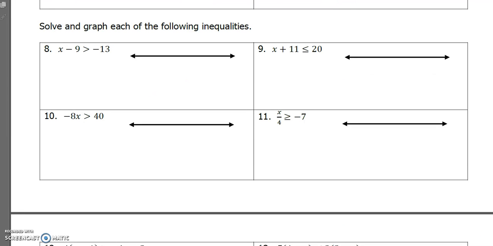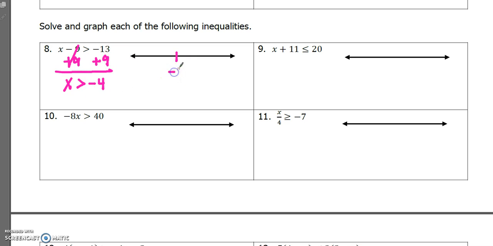So the next section is asking us to solve and then graph each of the following inequalities. So on number 8, my x is not by itself, so I need to get rid of my 9. I will do that by doing the opposite operation, so I'll be adding 9 to both sides. That will leave my x. I bring my inequality sign down, and -3 plus 9 will give me a -4.